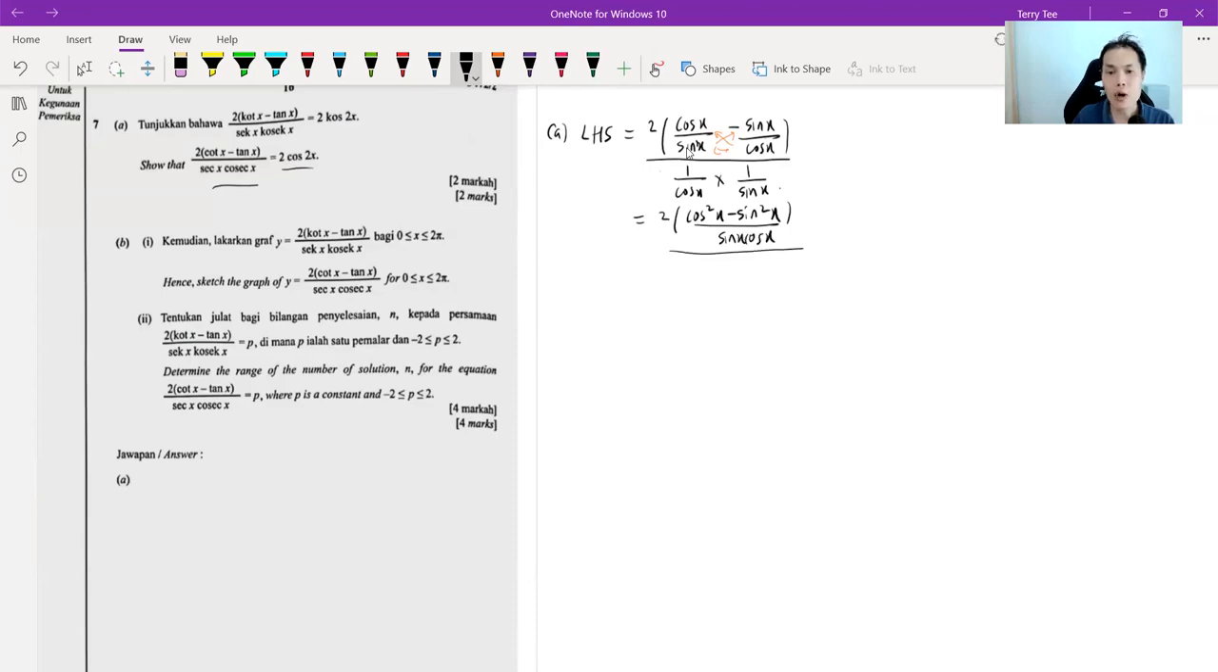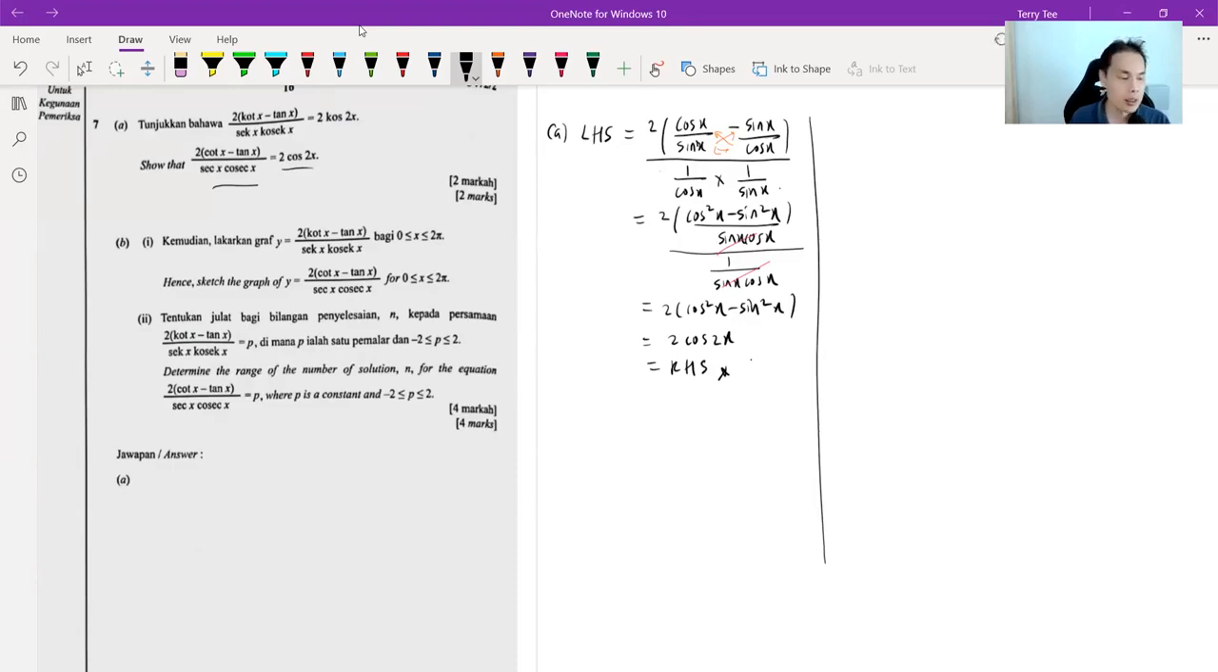As for your denominator, you have 1 over cosine, 1 over sine, so sine cos, they are basically the same. We can just cancel them off, and you're left with 2 cos square minus sine square. And we know cos square minus sine square is just cos 2x. Cos 2x has 3 formulas. This is the first one. So this is cos 2x. There you go. That's your right-hand side.